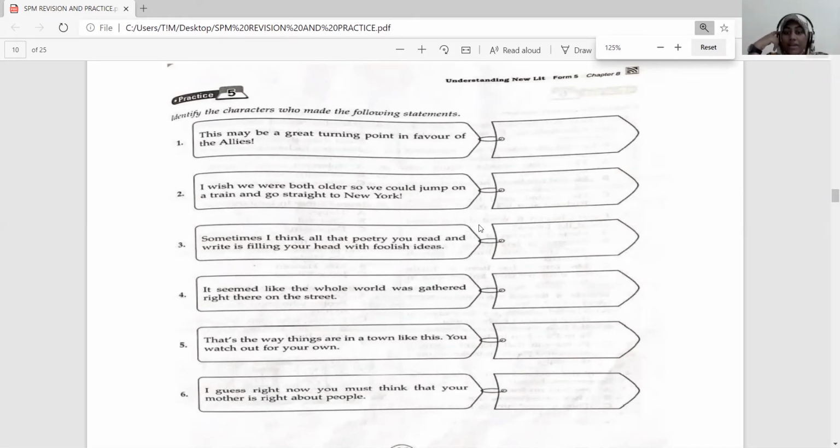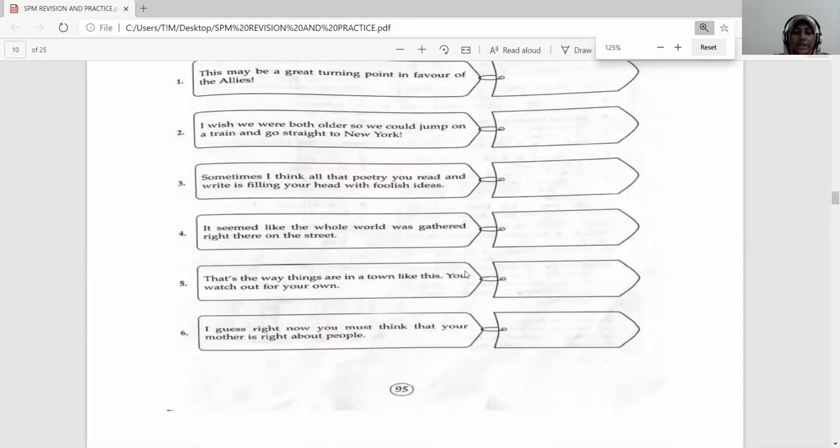Okay, number five. "That's the way things are in a town like this, you watch out for your own." Who is that? Yes, it's Pa, right? And the last one: "I guess right now you must think that your mother is right about people." Who is it? It's said by Richard. All right, said by Richard to Hannah.